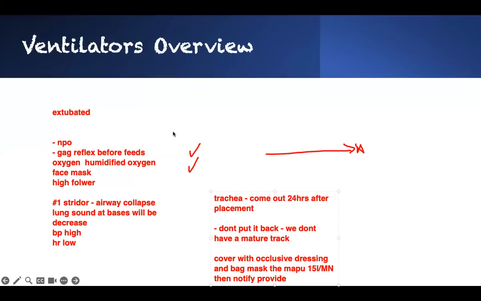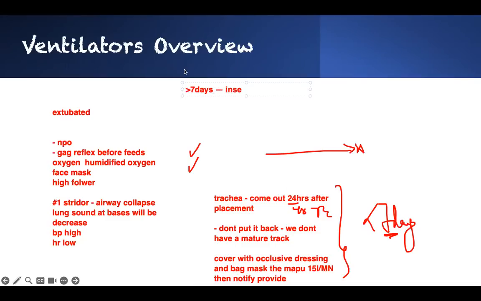What matters is when it happened: less than 7 days. So an immature trach is less than 7 days. If all this happened at 24 hours, 48 hours, 72 hours, still it's less than seven days. Anything less than 7 days, you cannot insert it back, because then you have a false tract and it will cause trouble. Those are the keys. If it's greater than 7 days, yeah, insert it back.